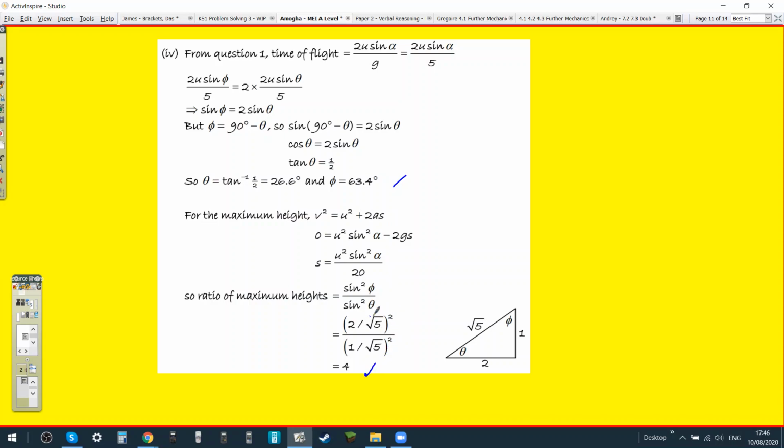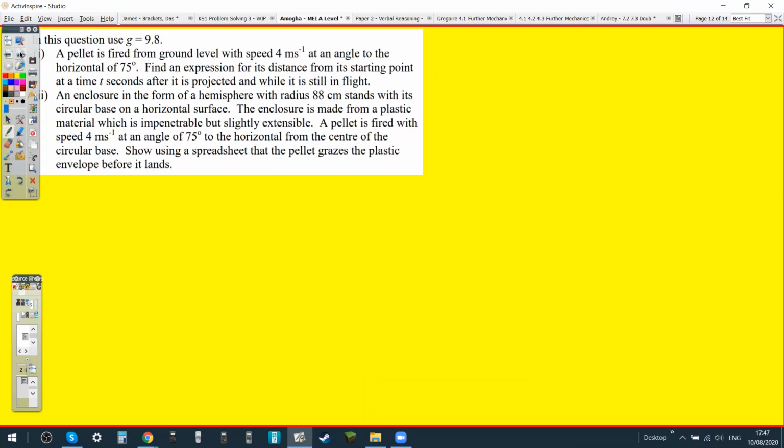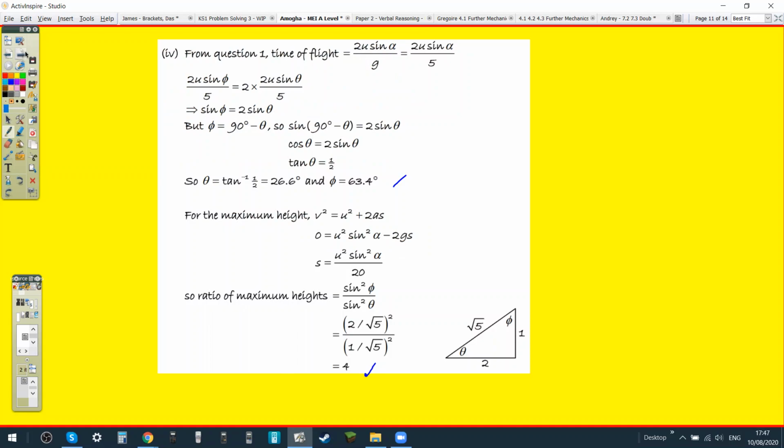4 times. They did 2 over root 5 squared, 1 over root 5 squared. That's the same thing. Oh, why did they... Yeah, that's the same thing. Okay, I don't quite... I'm sure this makes sense, but okay. Hang on. Alright, there you go.